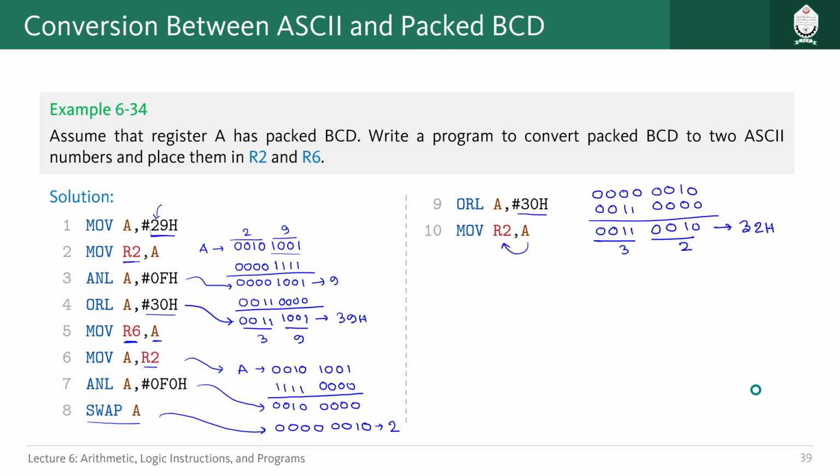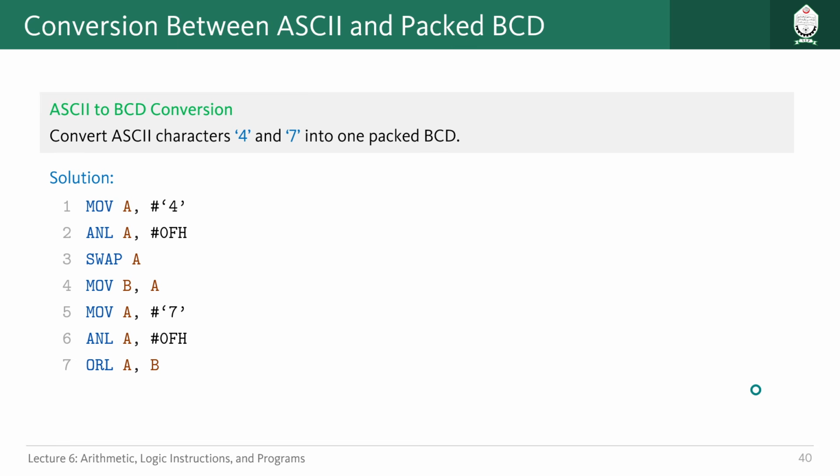So this was example for conversion from packed BCD to ASCII. Now we are going to look at another example where we will convert from ASCII to BCD, or basically packed BCD. How to do that? So here we have two characters, 4 and 7. So basically we are showing 47 in ASCII. We have to convert that to packed BCD, right? So how to actually do that? Let us try to understand.